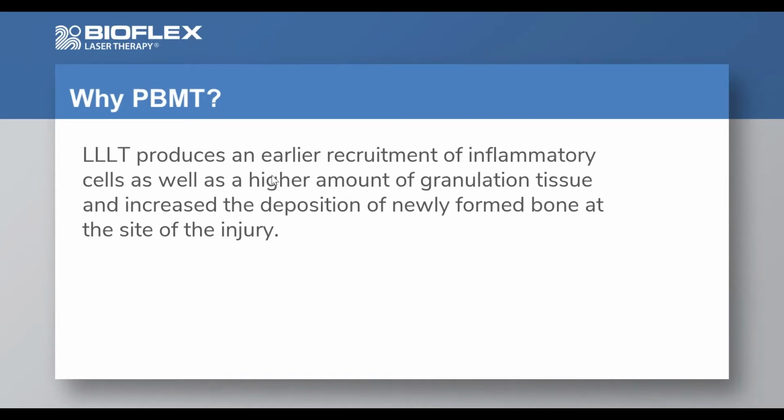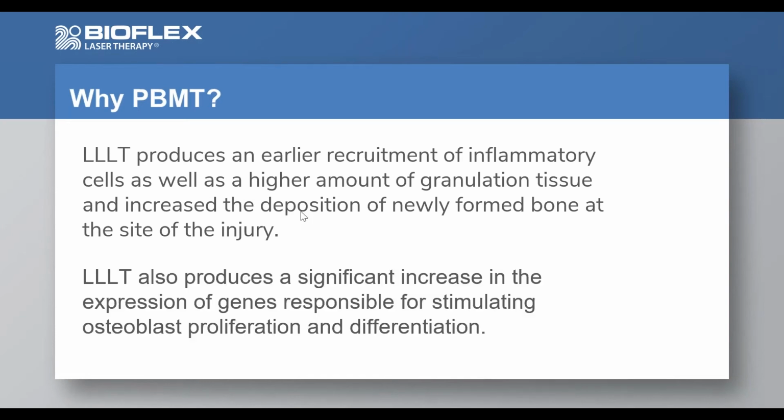So low-level laser therapy, or PBMT, produces an earlier recruitment of inflammatory cells. This is really important because as soon as you have a fracture in a patient, the sooner you apply light therapy, the sooner you'll get this recruitment of inflammatory cells. And this will lead to higher amounts of granulation tissue, which is deposited at the fracture site and will help the onset of bone formation.